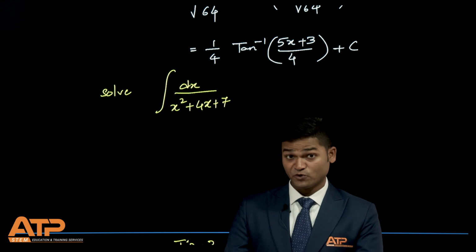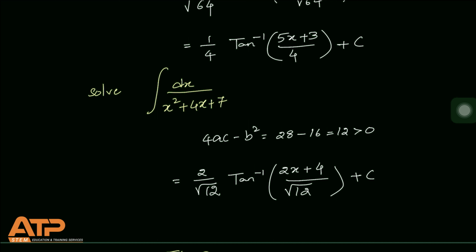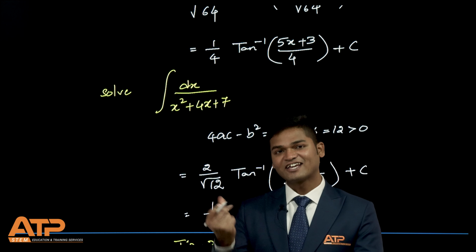So first find the 4ac minus b square value. So we get 28 minus 16, which is 12. So directly we can apply this tip. So that will become 2 by root of 12 tan inverse of 2x plus 4 divided by root 12 plus c. Root 12 value you can use as 2 root 3. So when you simplify it, 1 by root 3 tan inverse of x plus 2 divided by root 3 plus c. Just like that we solved it.